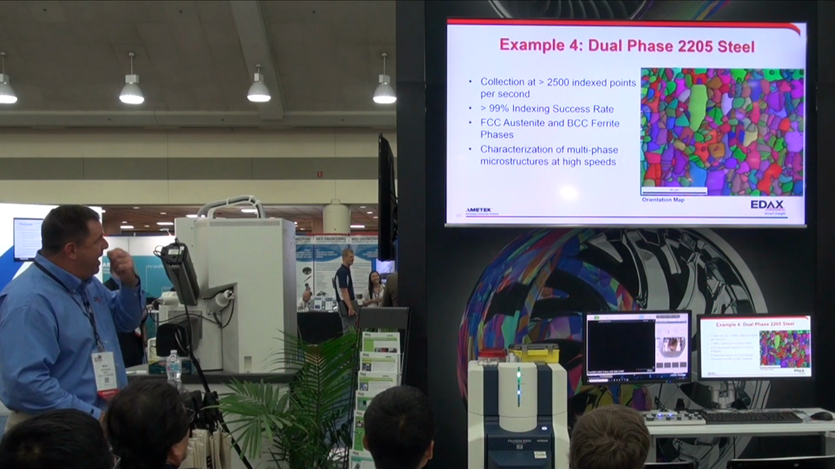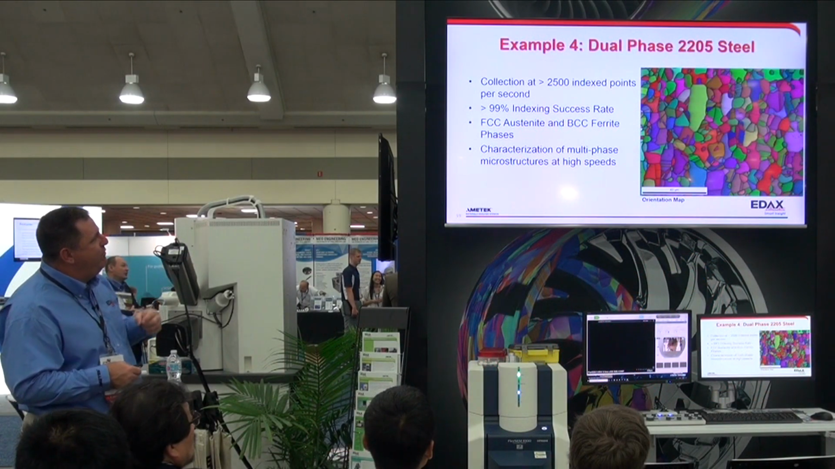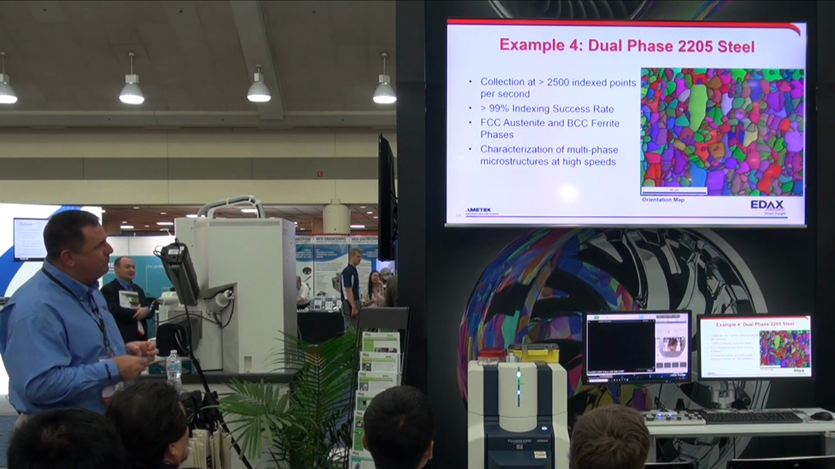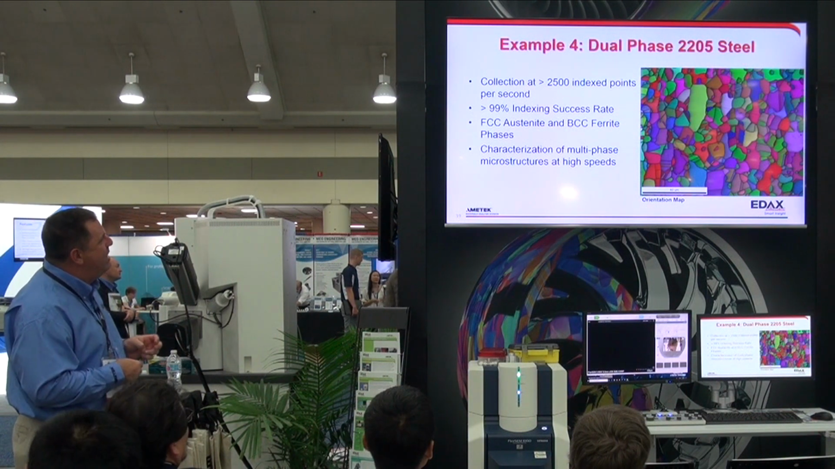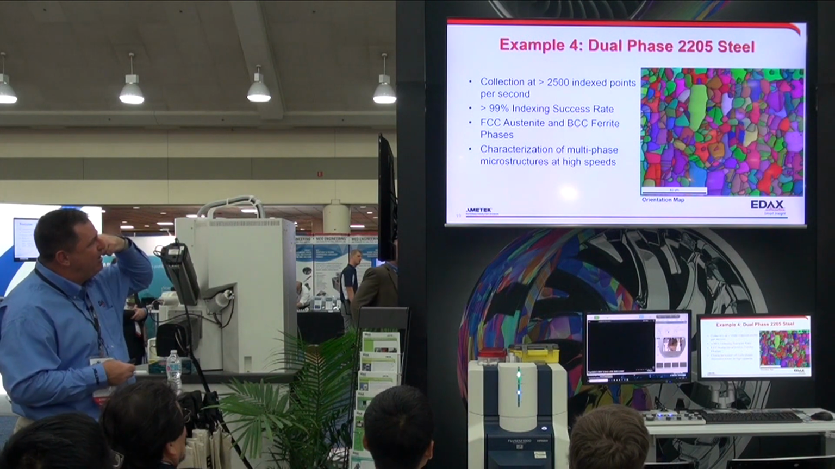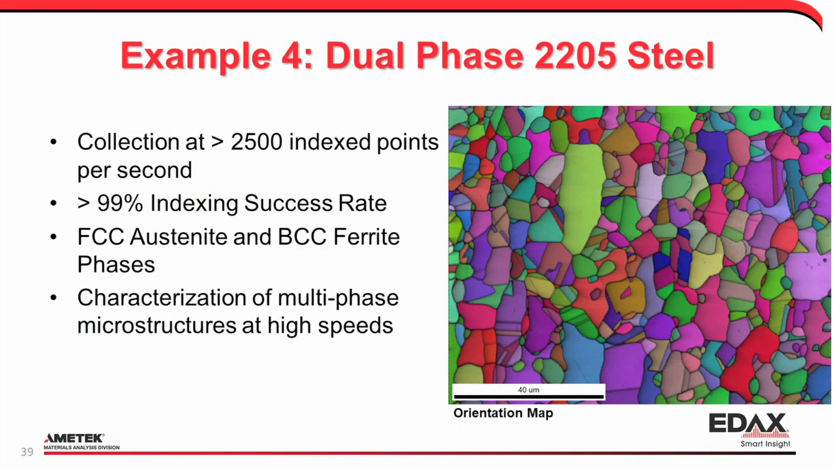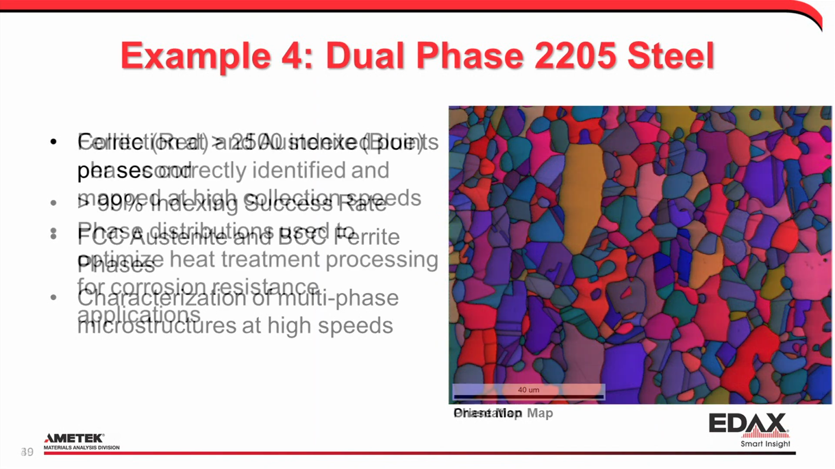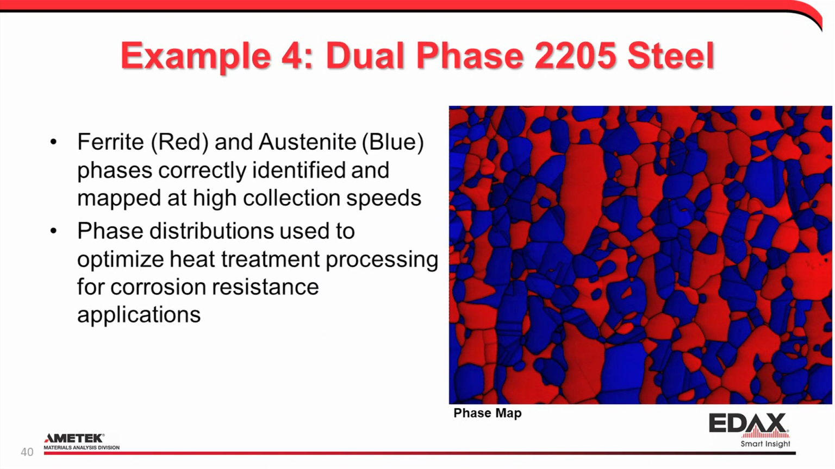As a fourth example, this is a dual phase steel with some sigma phase in there. So these we can index at about 2,500 points per second, around 99% success. This is for things like pipeline steel type applications. So multi-phase is still pretty high speed. This is looking at the austenite and ferritic phase distribution. So understanding how to thermally process this is important for optimizing corrosion resistance.